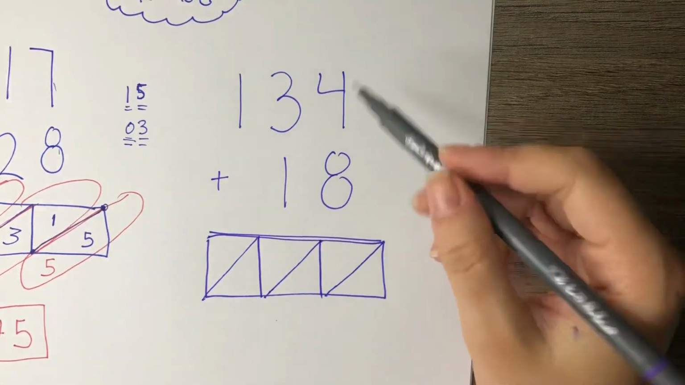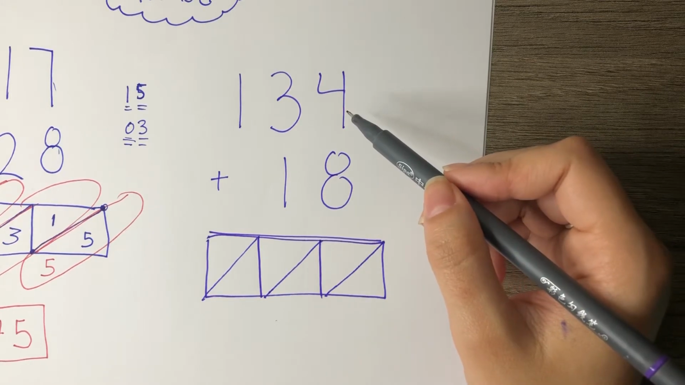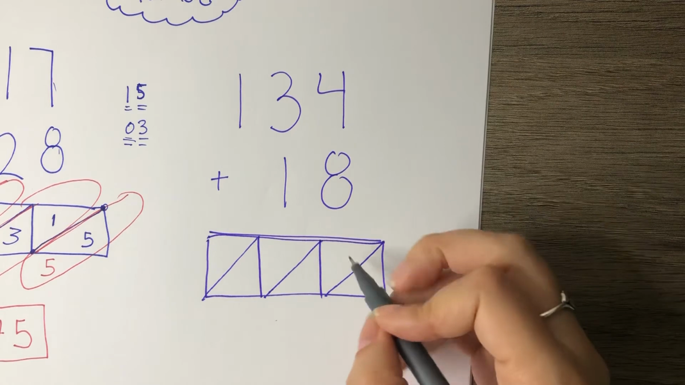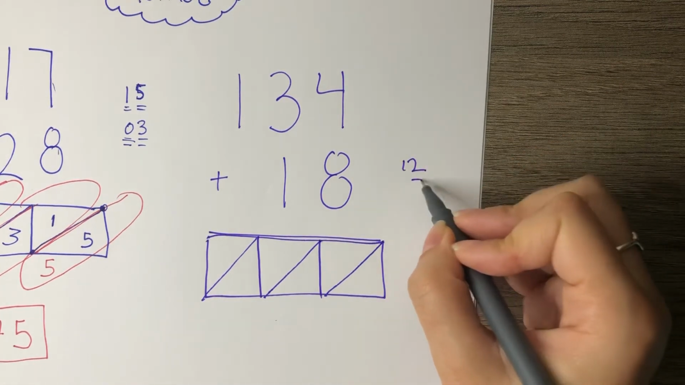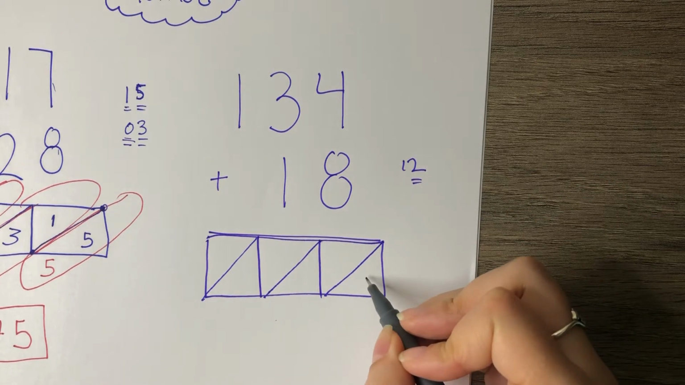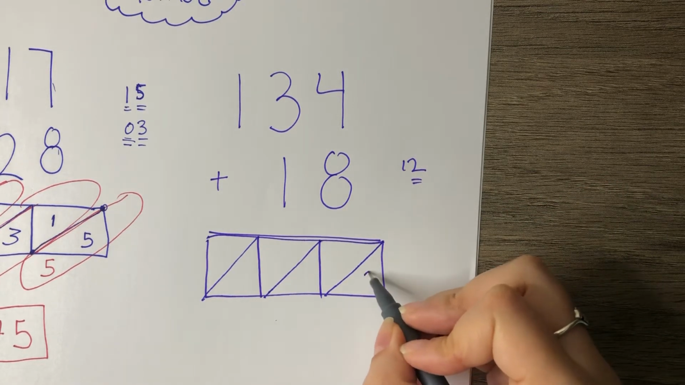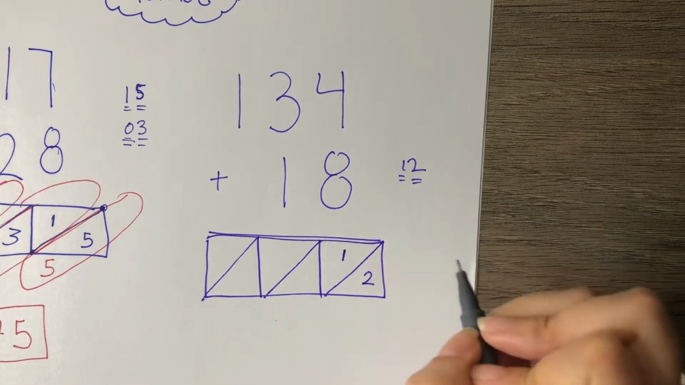So let's start with our ones place. What is 8 plus 4? 8 plus 4 is 12. So remember the number 12. This 2 is in the ones place. We're going to write that in our bottom section. And then this is our tens place. That goes in our top section.